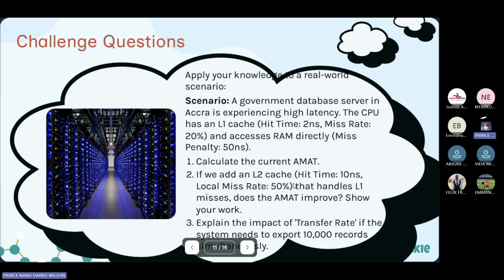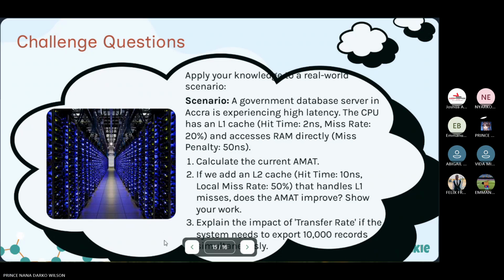Excellent. So now it says, explain the impacts of transfer rates if the system needs to export 10,000 records simultaneously. So how do transfer rates affect it? If there is a higher transfer rate, what good will it do? And if there is a lower transfer rate, what good will it do? In simple terms, higher transfer rates will mean that the exportation will happen faster, and lower transfer rates will mean the exportation happens slower. However, this will only be possible if the bandwidth is wide.